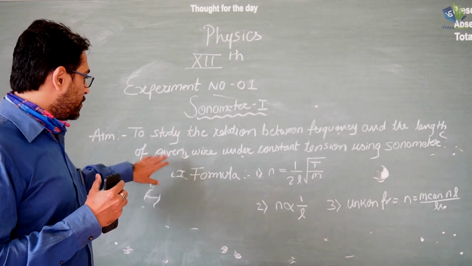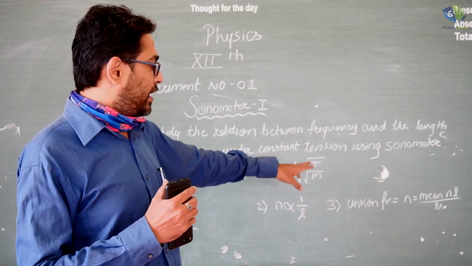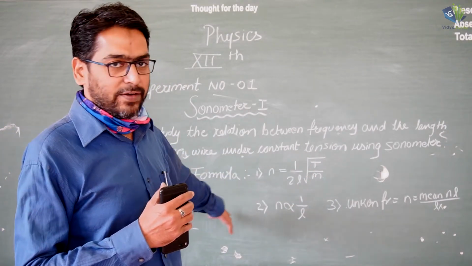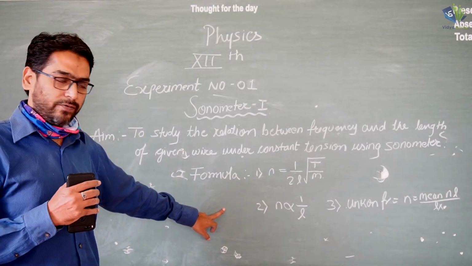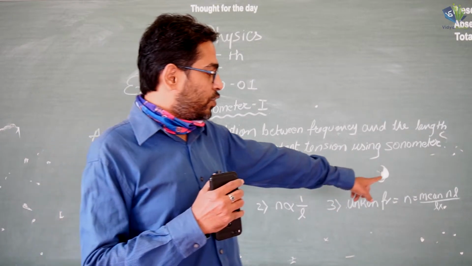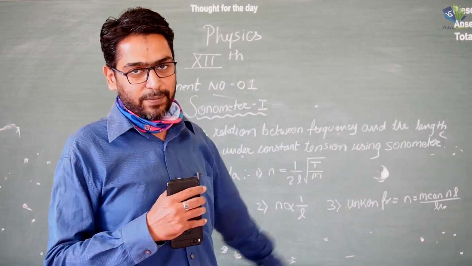The formula for using the sonometer: n is equal to 1 upon 2L under root T by M. The second formula is n is directly proportional to 1 upon L, and for the unknown frequency, we'll use n is equal to mean NL upon Lx. So we are going to perform this experiment.